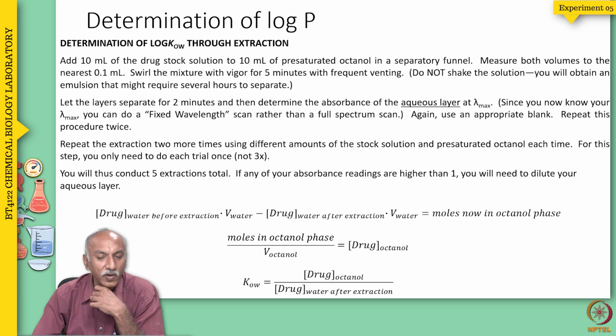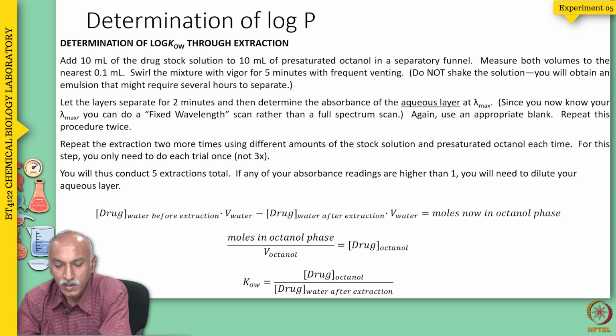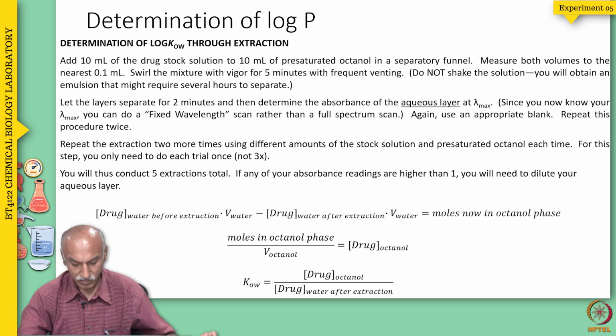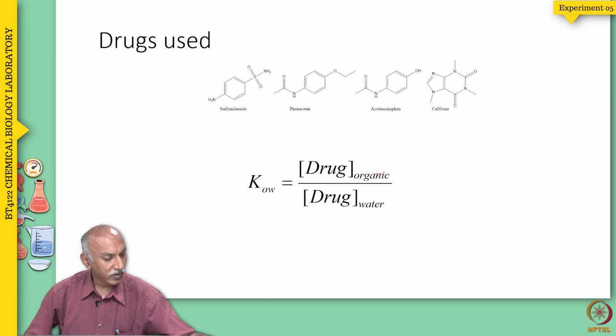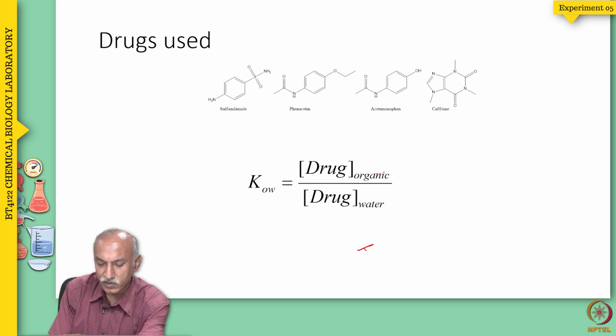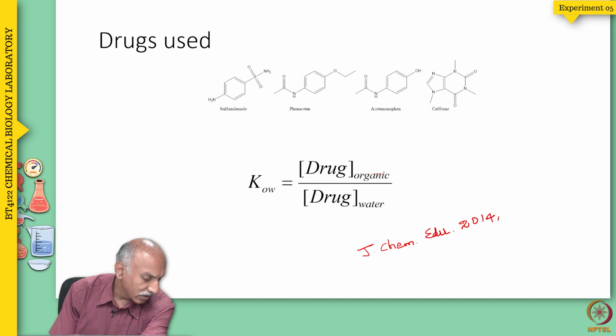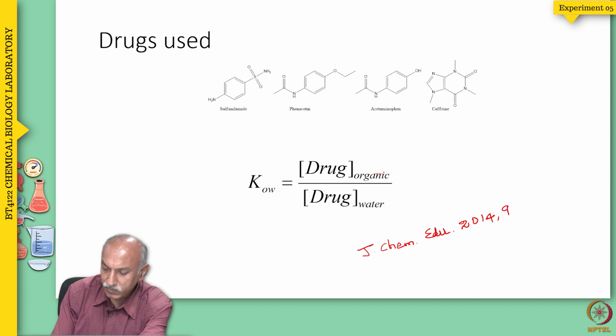And how do you find it out? Through the extraction, and you will go through the reference. This one is basically again the Journal of Chemical Education, that is the reference, the year is 2014, the volume number is 91, and the page number is 915.